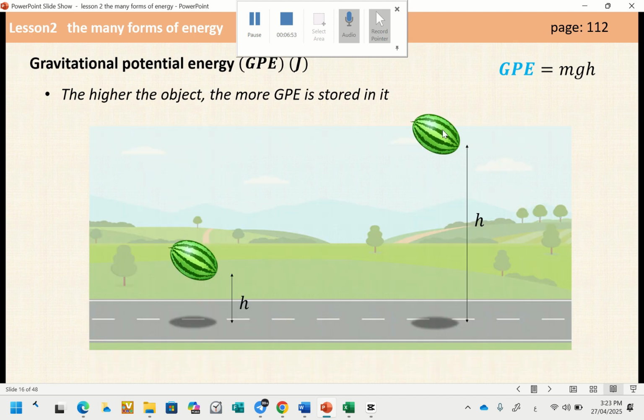What's the other factor that the gravitational potential energy depends on? Now you can see according to the equation, it also depends on the height you lift the object to.